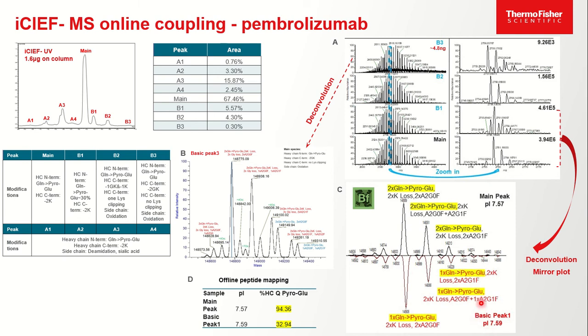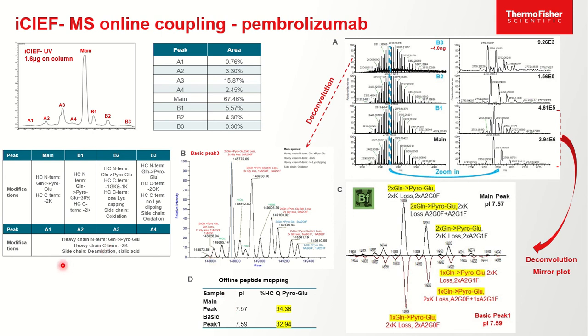And a series of 17 Dalton mass shifts can be detected for every glycoform in basic peak 1. The reason is that, compared to the main peak, only one glutamate at the N-terminal of the heavy chain was cyclized to form pyroglutamate. And this intact protein analysis result corresponds with the previous peptide mapping results, as displayed here.